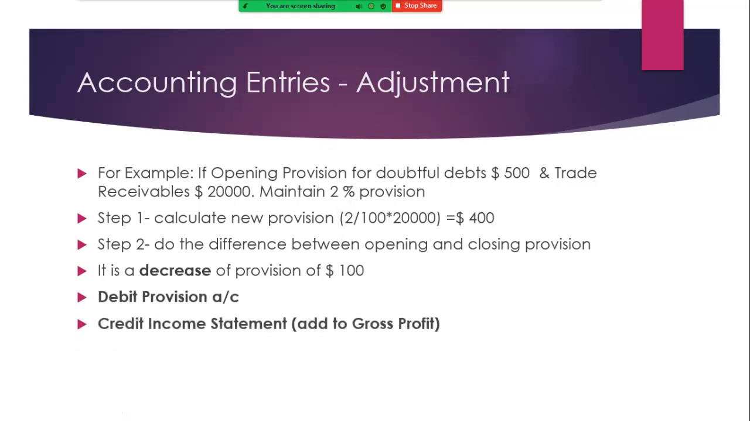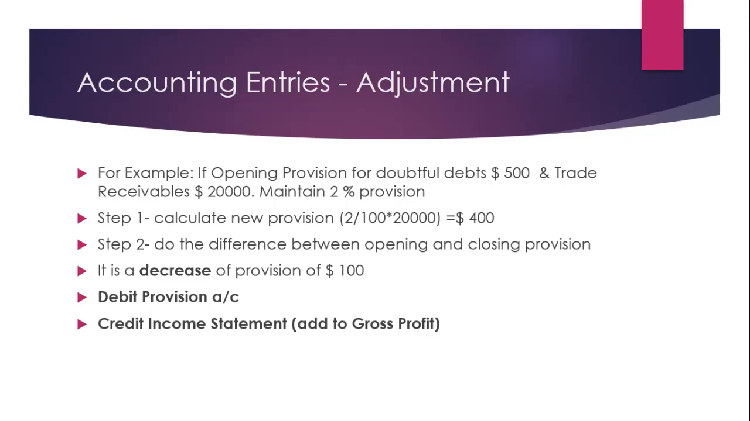The double entry here is to debit the provision account and credit the income statement. When there is a decrease in provision, it is regarded as a gain, because provision for doubtful debt is regarded as a loss. A decrease in the loss is regarded as a gain, and it is credited to the income statement, which is added to gross profit. We add the decrease in provision of 100 to the gross profit figure. It is only the adjustment that is charged to the income statement, not the balance figure of 400.